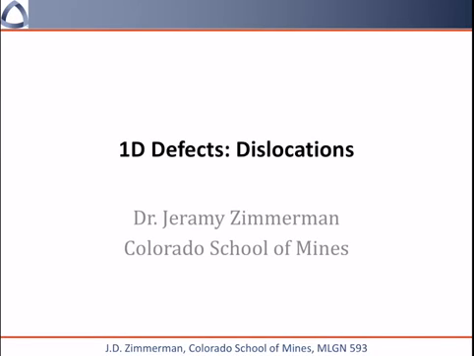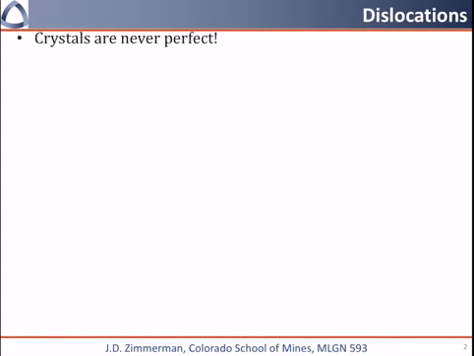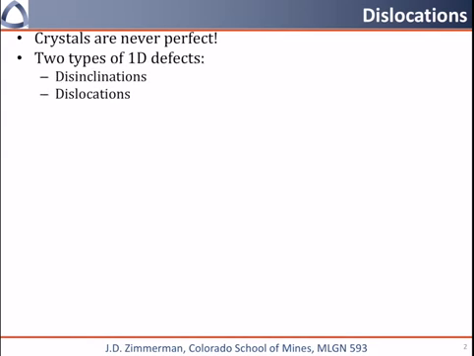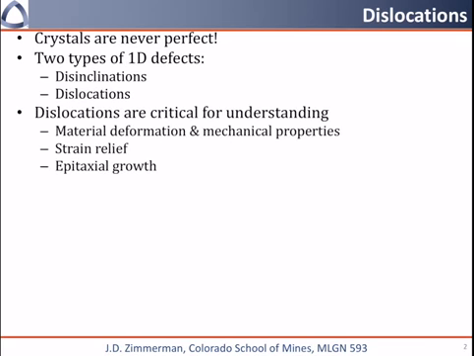Hello, this is Jeremy Zimmerman, and today I'm going to talk about one-dimensional defects in crystals, specifically dislocations. The reason we're talking about these, again, is crystals are never perfect. There are two types of one-dimensional defects. There are disinclinations, and these show up in liquid crystal materials. And then the topic of today's discussion are dislocations.